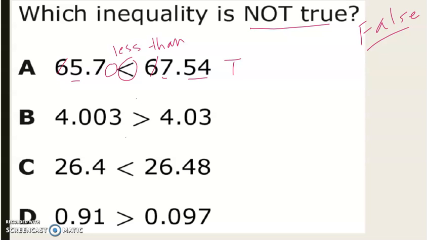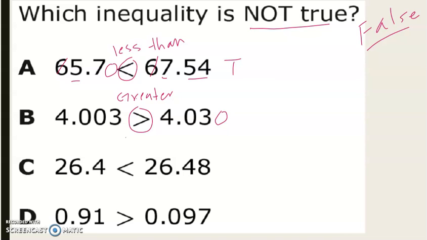So for B, it says 4 and 3/1000 is greater than, this is greater than, 4 and 3/100. Okay, now remember, we want to make them all the same length. Want to make sure we're using the same place values. So for 4 and 3/1000, I have 3 place values, so I'm going to go ahead and add a 0 for 4 and 3/100. Okay, then I'm going to start comparing place value.